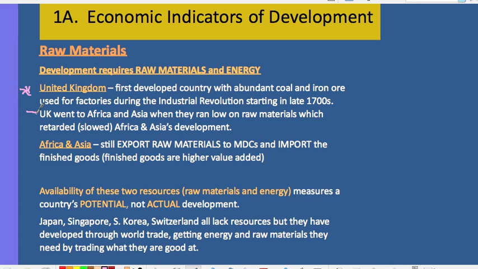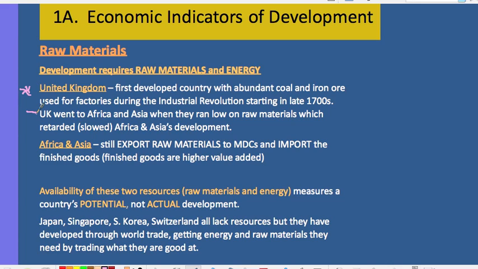So you could say that the United Kingdom, because it was first, was able to develop, and it exploited the other regions, Africa and Asia, and so Africa and Asia's development was much slower and happened much later because those raw materials were being taken from them and used elsewhere for the advantage of the United Kingdom.